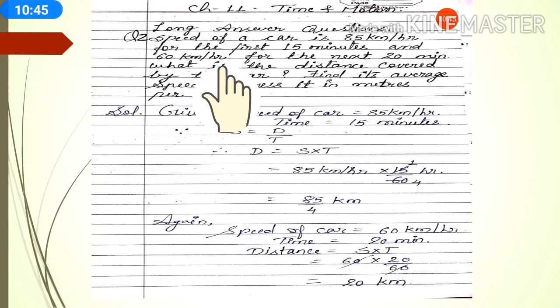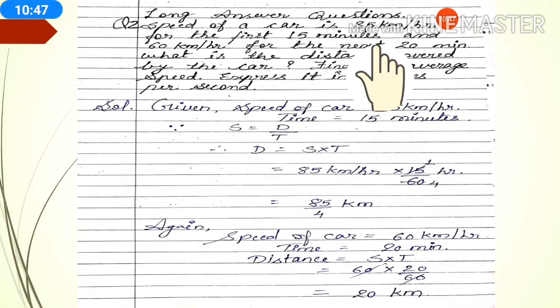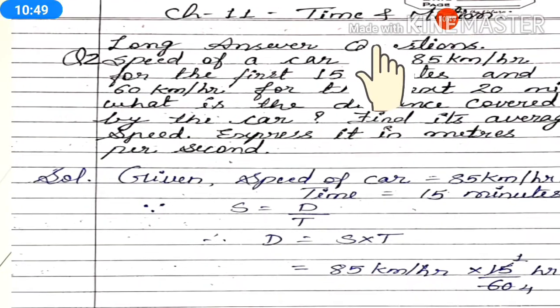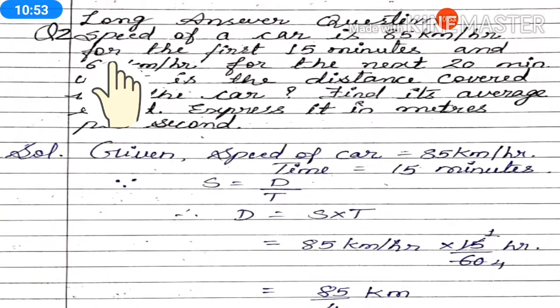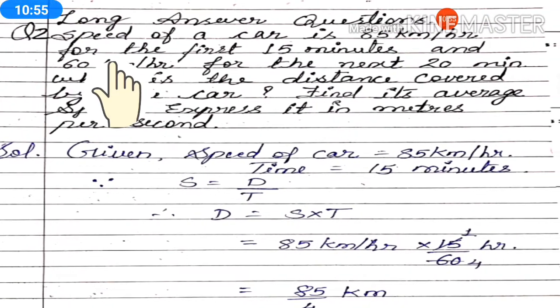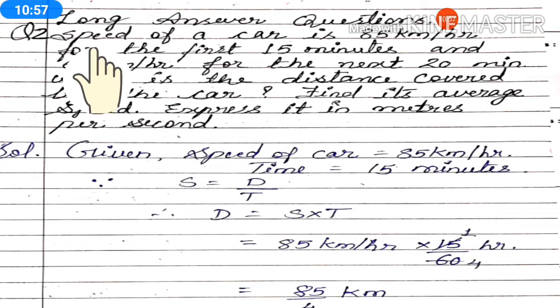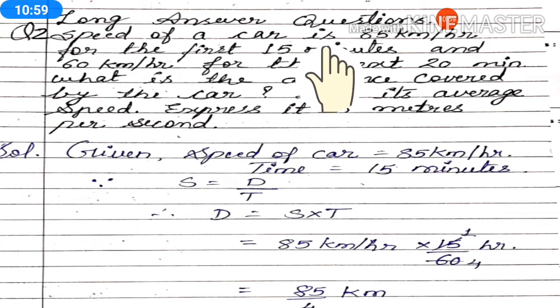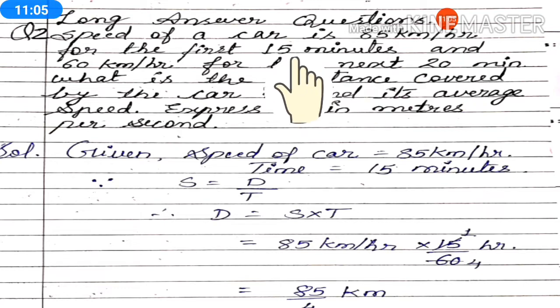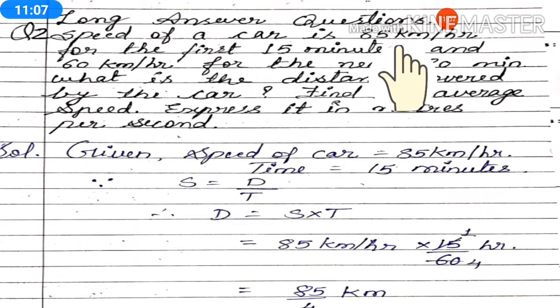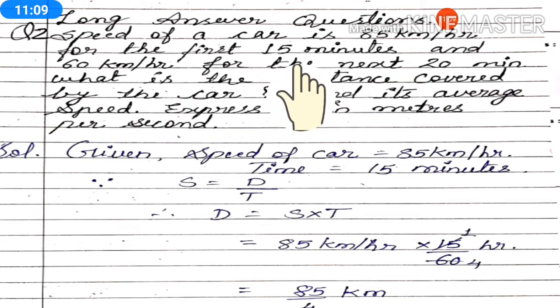Now in the long answer questions, there is one more numerical question, question 2. Please concentrate and understand carefully. The question is: the speed of a car is 85 km per hour. Already here the speed is given. The speed of a car is 85 km per hour for the first 15 minutes.